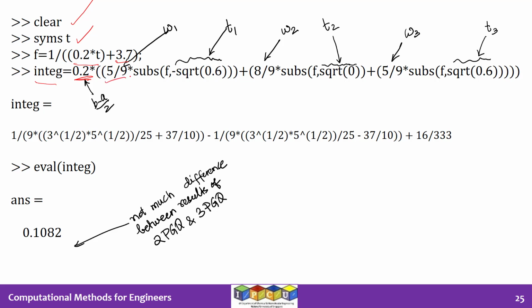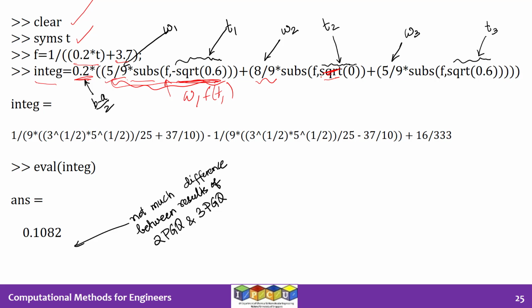So w1 times, substitute the value of minus square root of 0.6 in f. So this basically does w1 f t1, and t1 is negative square root of 0.6 in 3-point Gaussian quadrature. Kindly refer to the table earlier. So this should make sense. Then w2 is 8 by 9, and you have to substitute the value of t equal to 0 in the function. So I just put square root 0. In fact, the square root was not needed, but square root of 0 luckily happens to be 0. So no problem there, even if you had that. But what I meant was substitute in f.